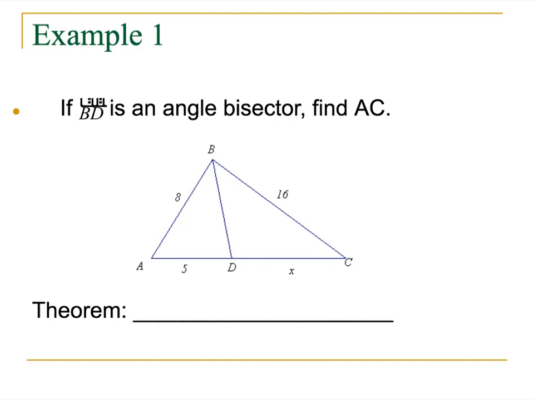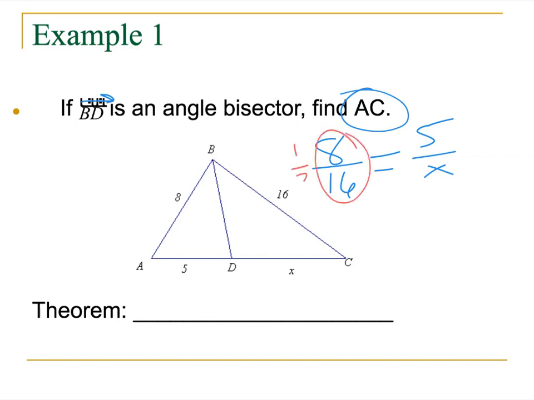So it says if ray BD is an angle bisector, find AC. I'm looking to figure out what AC is, not just X, okay? So I can set up a proportion. I got a couple options here. I could do 8 over 16 equals 5 over X, or I could do 8 over 5 equals 16 over X, whatevs. The reason why I did this is because I noticed that I could simplify this to 1/2. Now my numbers are real easy to work with.